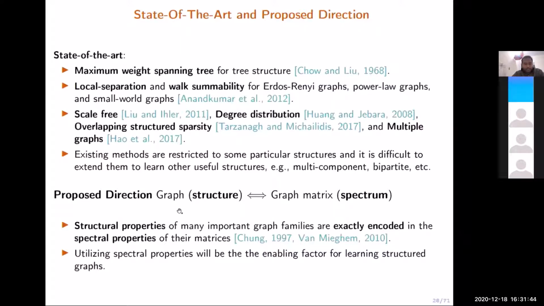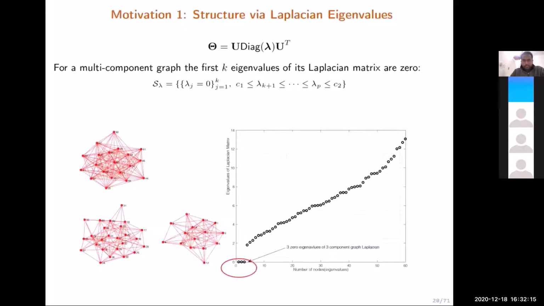So under that branch of mathematics, we can directly encode the structural property of a lot of important graph structures into the eigenvalues and eigenvectors of the graph matrices. This has also been utilized in some sense, but a generic algorithm utilizing this particular thing was missing in the literature, and that is where we have captured upon. So let's see a few examples.